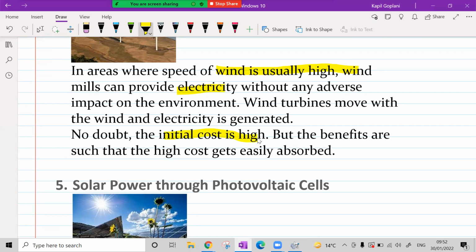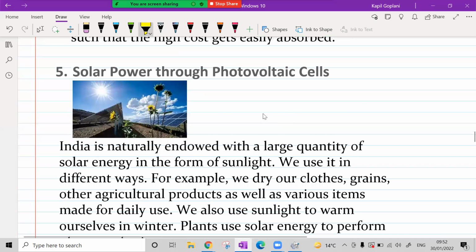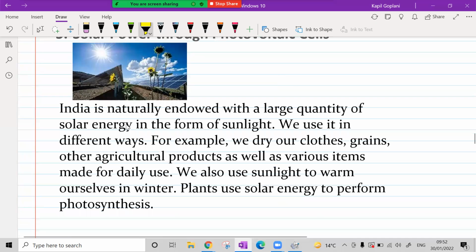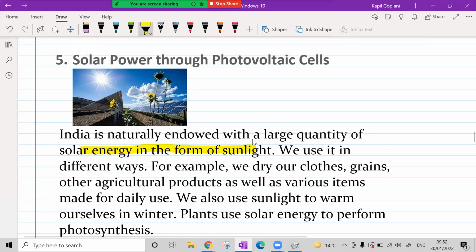Coming to fifth, solar power through photovoltaic cells. That is again a cause of concern, that we can have solar energy in the form of sunlight, and we can utilize that sunlight in various ways. We can use it, for example, for electricity generation and for other purposes. That is again moving towards the strategy of sustainable development.